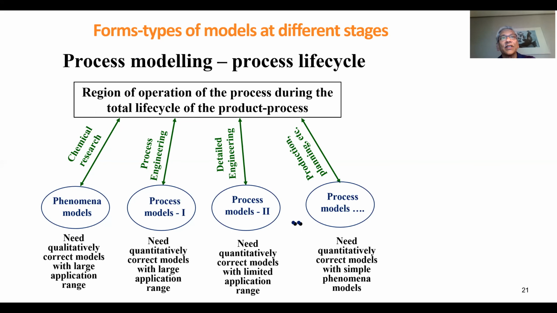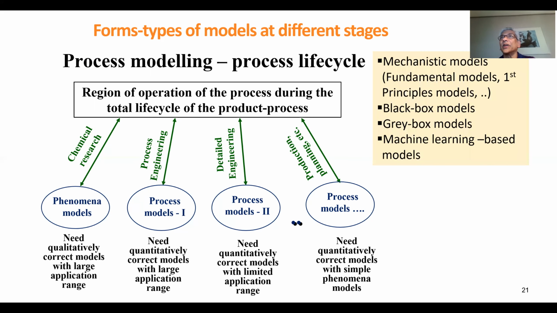But in process engineering, we are using maybe a steady state model. In detail engineering, we are using a more detailed model. In production, planning, operation, we are using dynamic models, open loop, closed loop, and so on. So all of these models will change, but the phenomena and how the chemicals react and behave will not change. So that is why the phenomena models are very important, and one should not make unnecessary assumptions related to them.